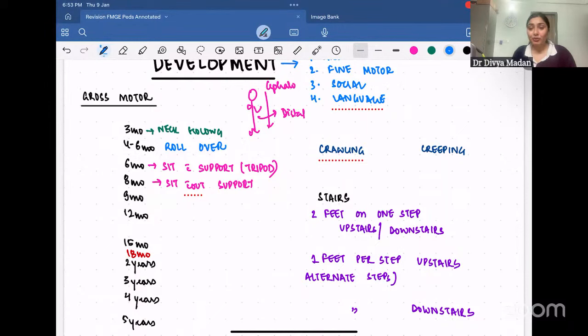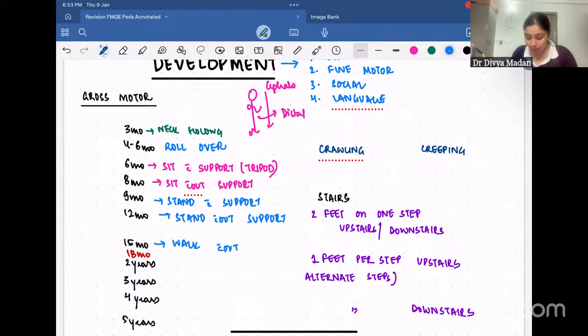At 9 months of age, what happens? The child stands with support. After sitting, the child will stand. Initially, the child will stand with support. And finally, at 12 months of age, the child will stand without support. At 15 months of age, what happens now? The child can now walk without support.